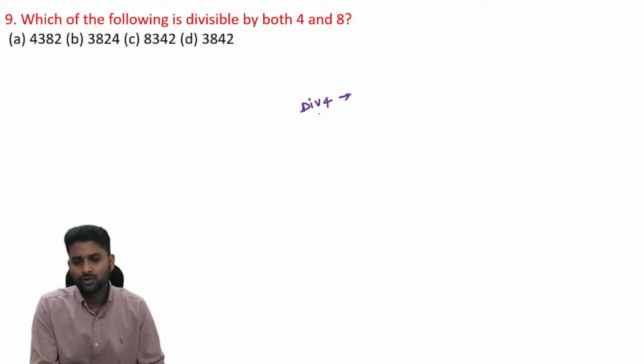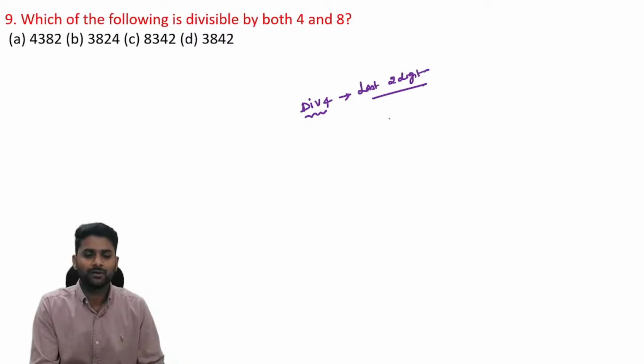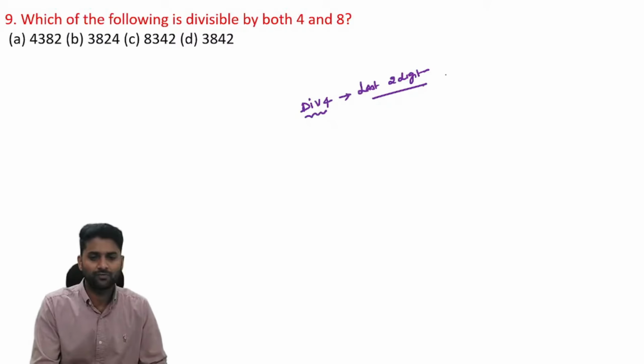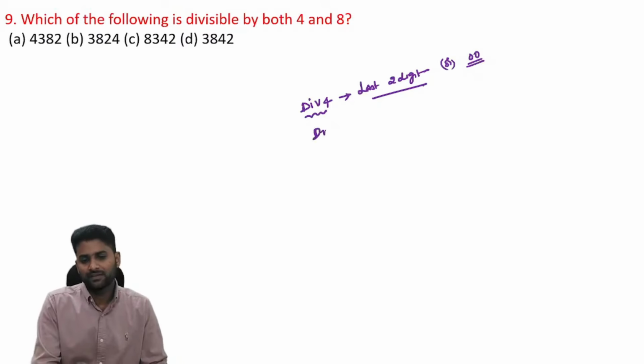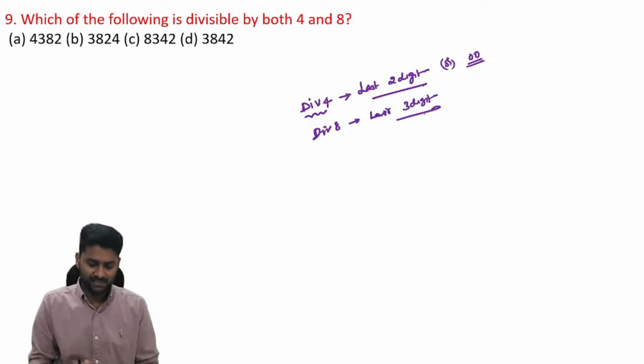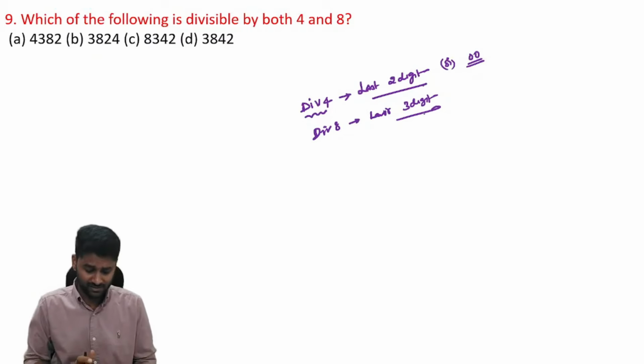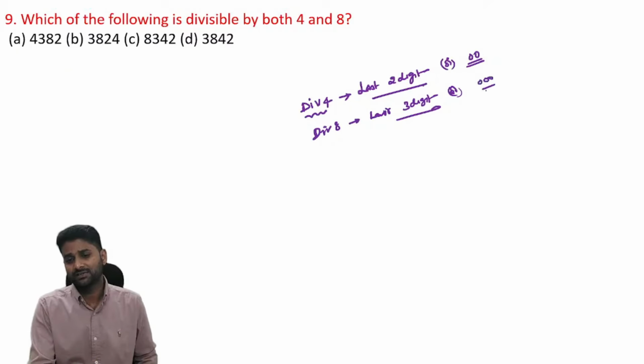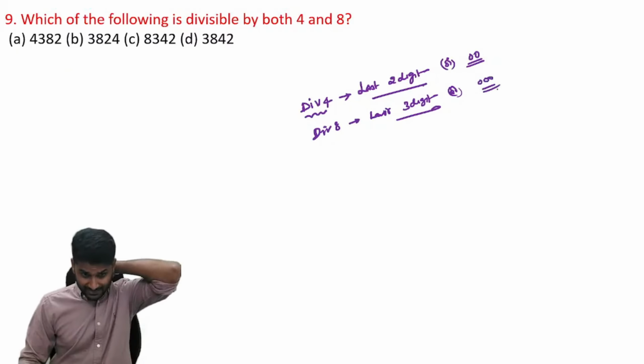Which of the following is divisible by 4 and 8? Divisible by 4. What is the rule of divisible by 4? If last two digits are divisible by 4, then the entire number is also divisible by 4. Or if last two digits are zeros, still it is divisible by 4. For divisible by 8, you have to consider last three digits. If last three digits are divisible by 8, then the entire number is also divisible by 8. Or if last three digits are zeros, still that number is divisible by 8.